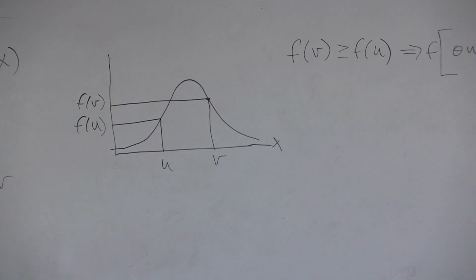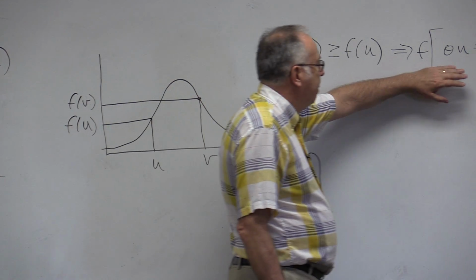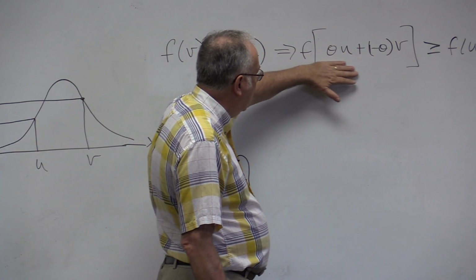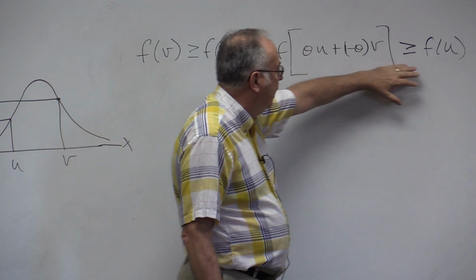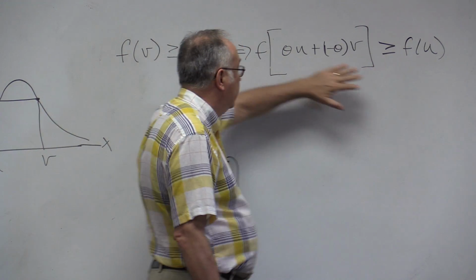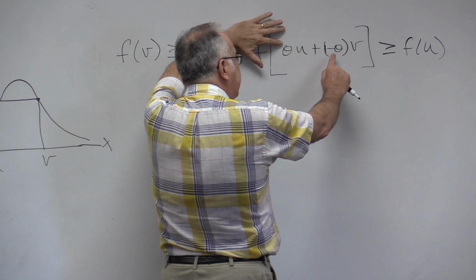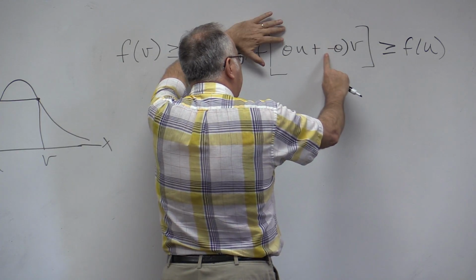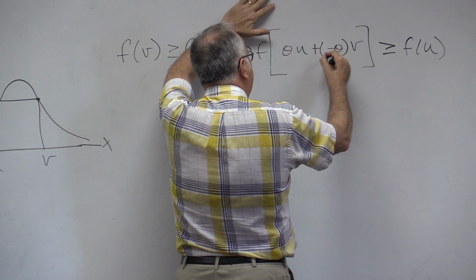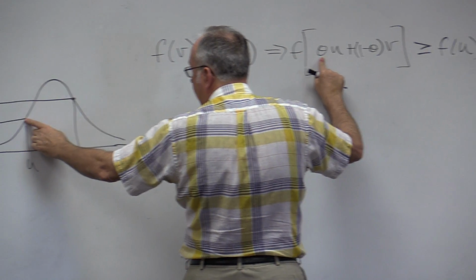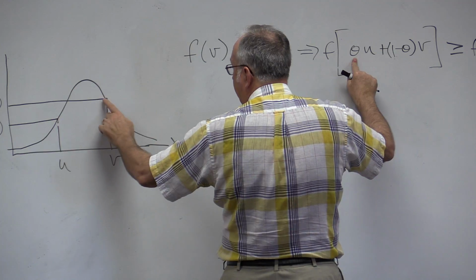Okay. Then for this function to be quasi-concave, it must be the case that the height of the function along the arc, the height of the arc, must be everywhere greater than or equal to f of u. So this part right here, see, theta is any number between 0 and 1. So if theta is 1, you're right at this point right here. If theta is 0, you're right at this point.